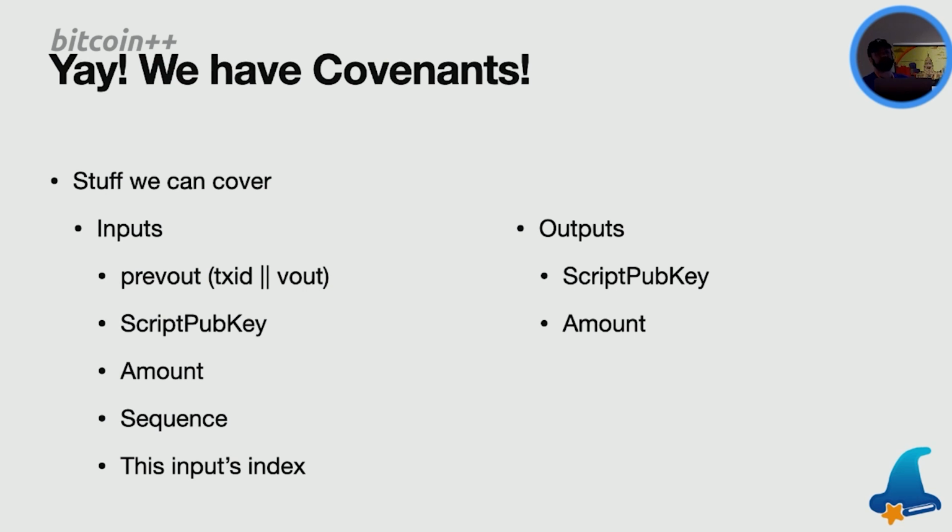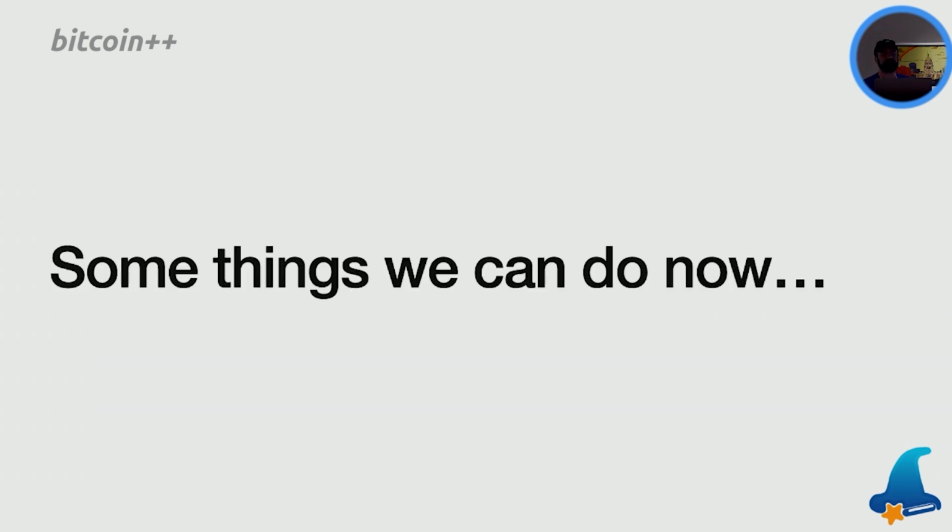So now we have covenants. We did it. We can all go home. So some things that we can cover are on the input side. We can cover prevouts. We can cover input script pub keys, which is surprisingly useful. We can cover input amounts, sequence numbers, and then you can tell which input you are. So you can say, this script must be in the first input, for example. And then on the output side, it's kind of normal output stuff. You get a script pub key and an amount.